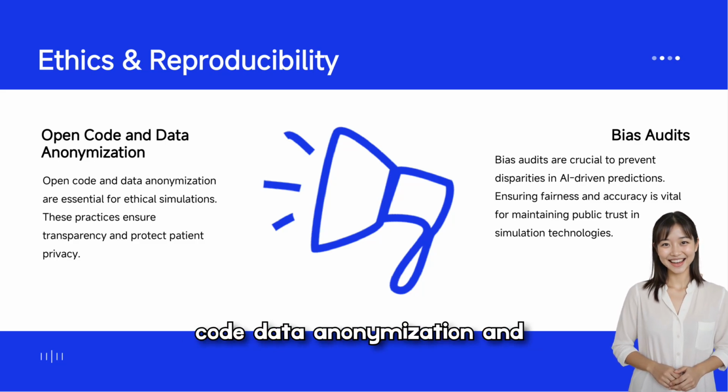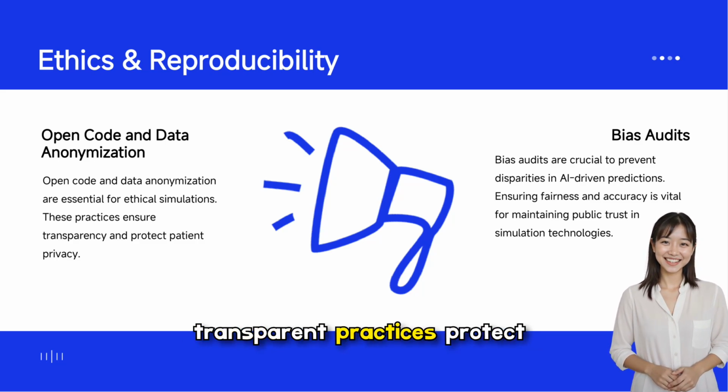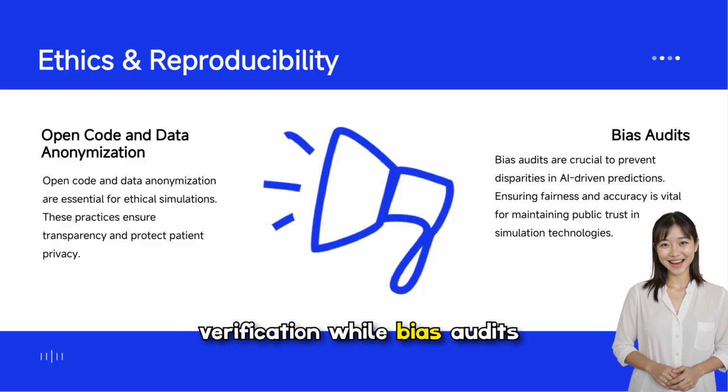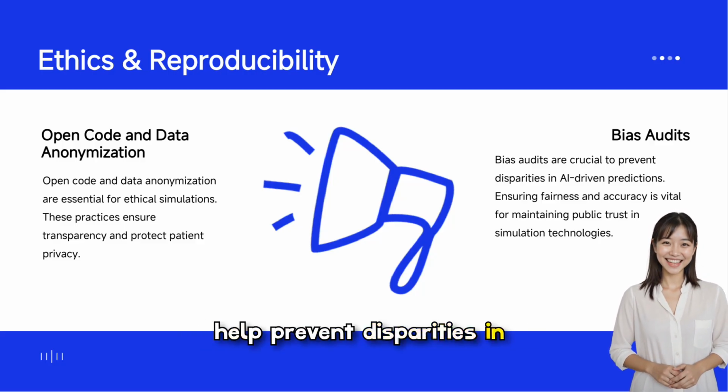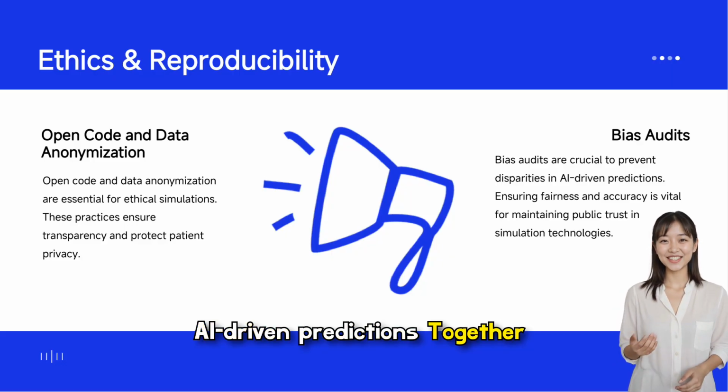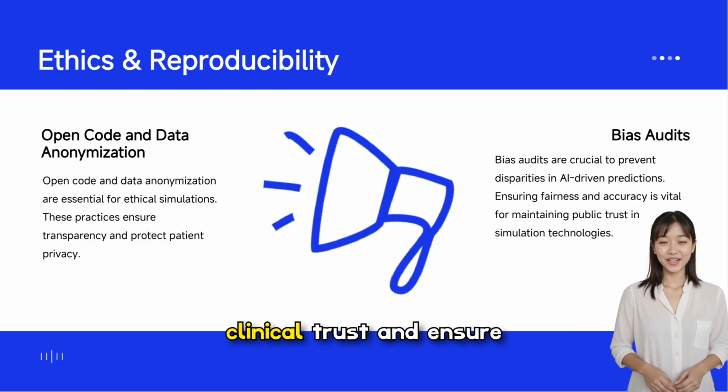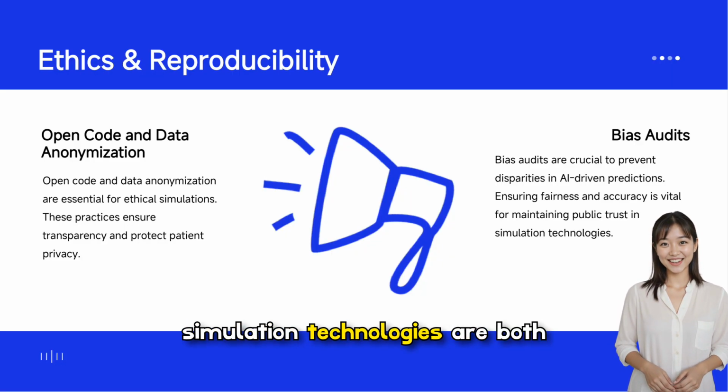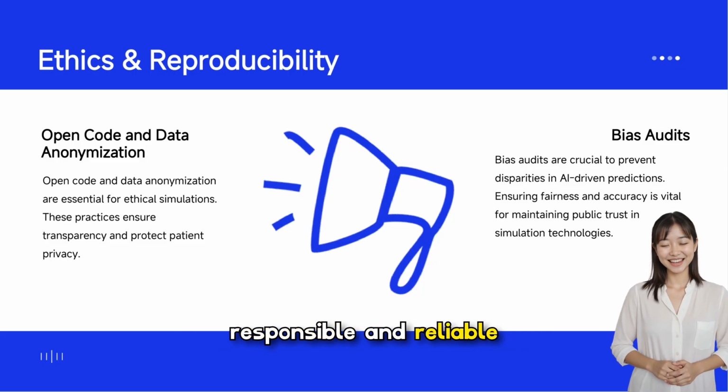Open code, data anonymization, and transparent practices protect privacy and enable independent verification, while bias audits help prevent disparities in AI-driven predictions. Together, these measures build public and clinical trust and ensure simulation technologies are both responsible and reliable.